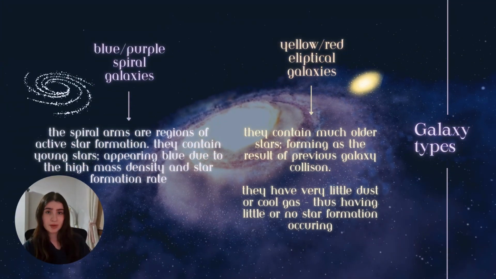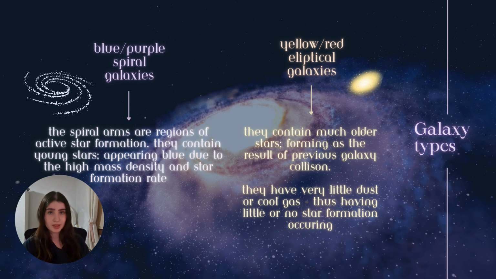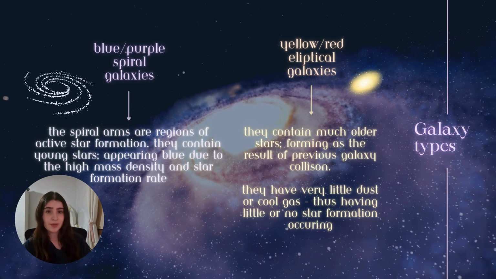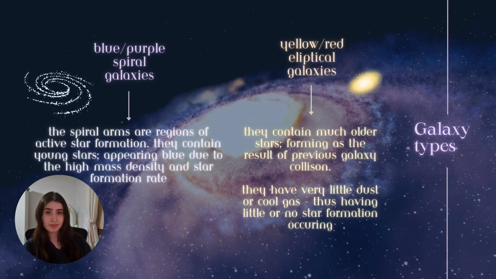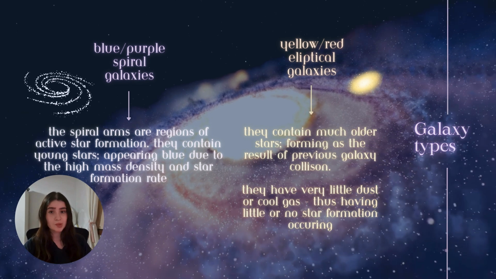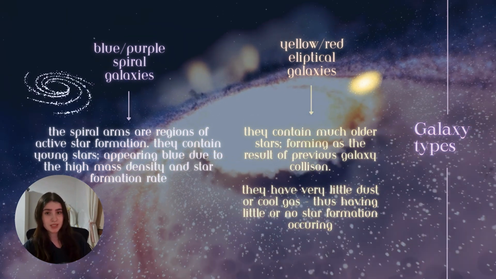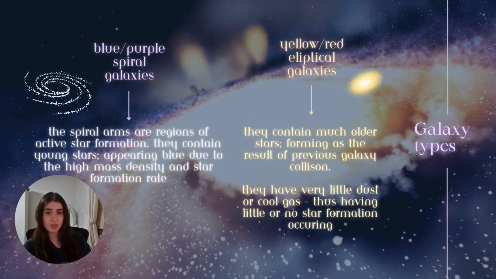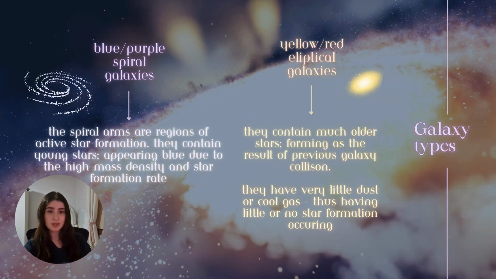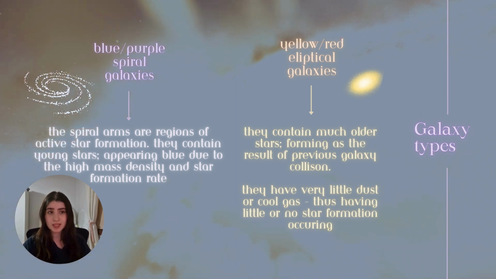Firstly, we notice that the spiral galaxies are often blue or purple in color. This is because the spiral arms are regions of active star formation. They contain young stars appearing blue due to the high mass density and star formation rate. In contrast, elliptical galaxies appear to have a yellow to red hue, as they contain much older stars, forming as a result of galaxy collision.